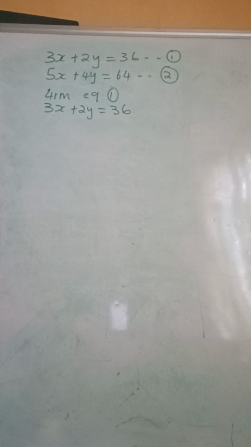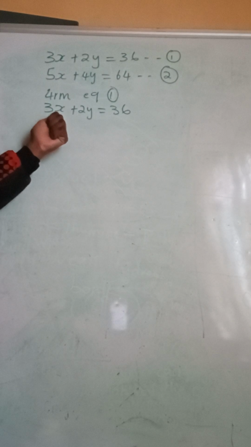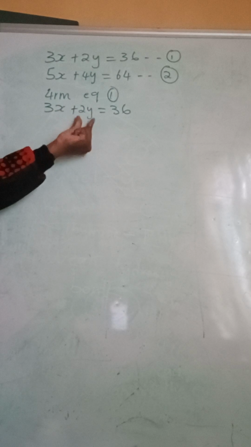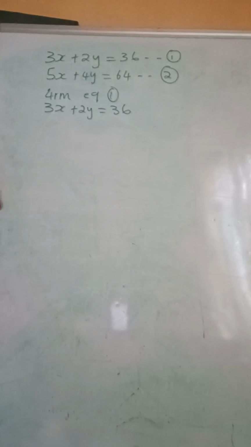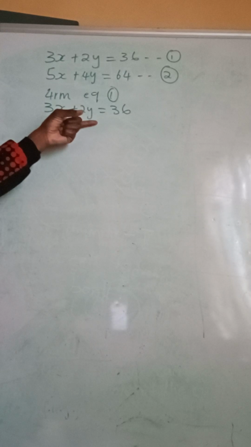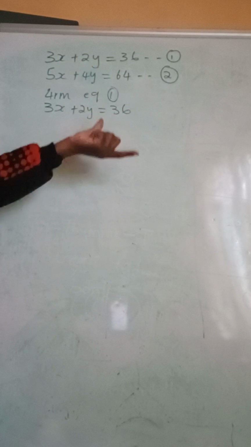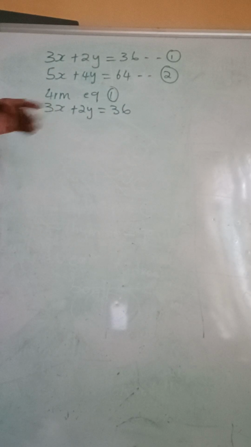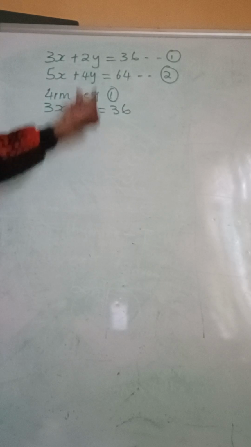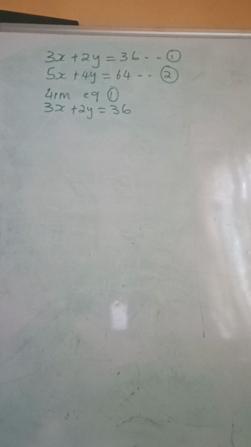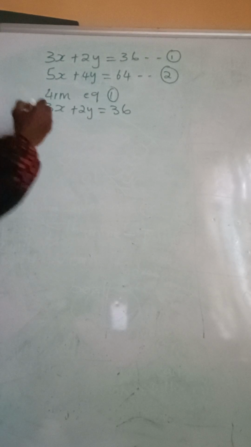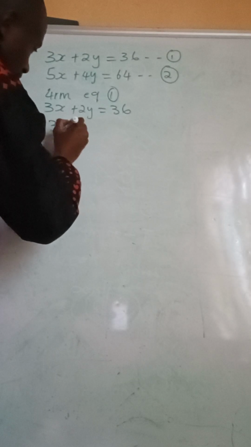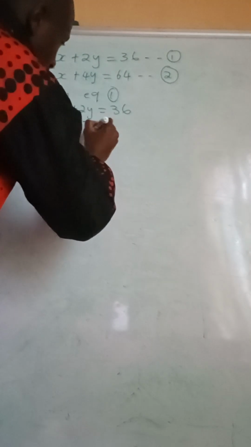So now from here, what do I do? I can either make 3x my subject of the formula by taking 2y to the other side, or make 2y the subject of the formula and take 3x to the other side. It is up to you. But I'm going to take 2y to the other side and make my 3x the subject of the formula. So I'm going to have 3x is equals to 36.